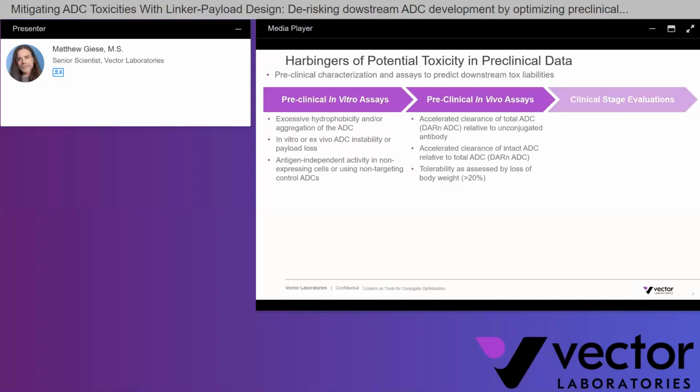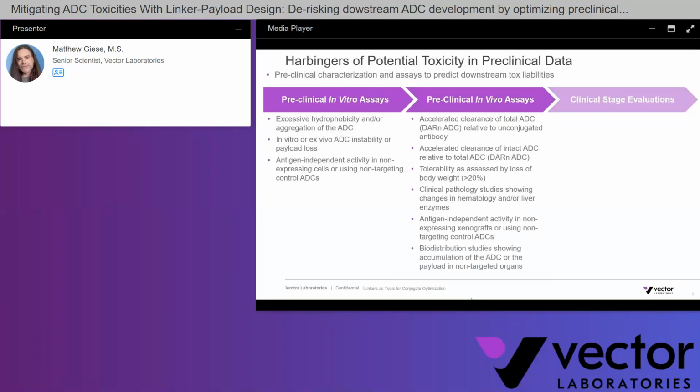Tolerability, as assessed by a loss of body weight greater than 20%, suggests tox. Less than 10% or 20% might suggest a narrow therapeutic window. It's almost essential to run clinical pathology studies in discovery phase. Antigen-independent activity can indicate a nonspecific uptake by these non-targeted tissues, and again, suggest tox. And biodistribution studies showing accumulation of the ADC or the free payload in non-targeted tissues can suggest toxicity to those non-targeted tissues.